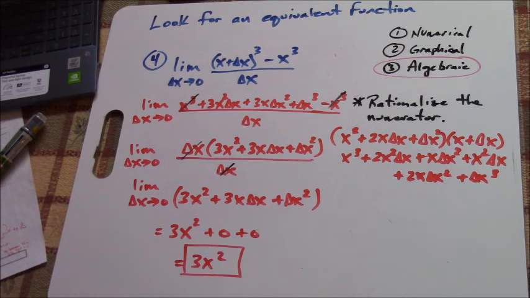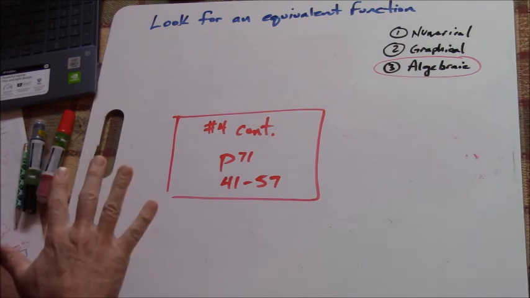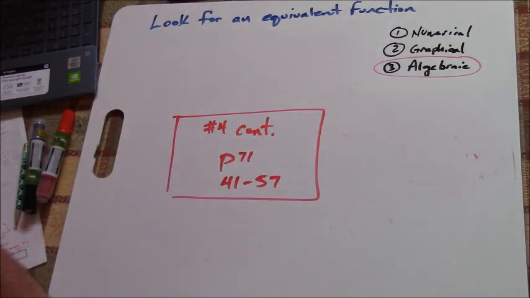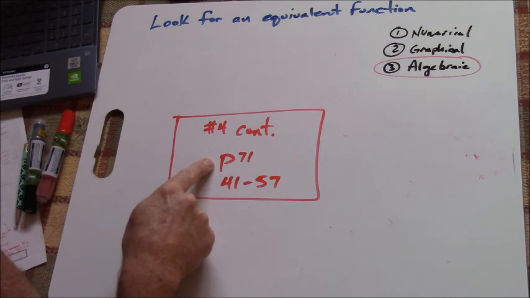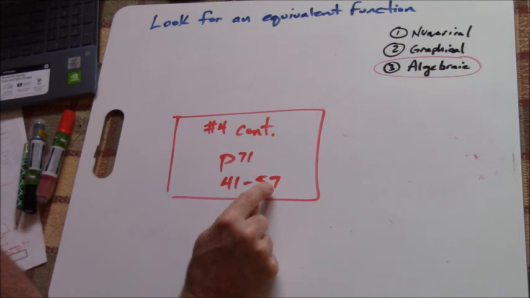So let me get you guys a homework assignment. All right, so here's our homework assignment. This is number 4 continued. We're in our 4th week. I think some people still haven't quite gotten this down. Most of you guys have. Everything this week is due next Tuesday. For today, Thursday, we're doing page 71 and 41 to 57.